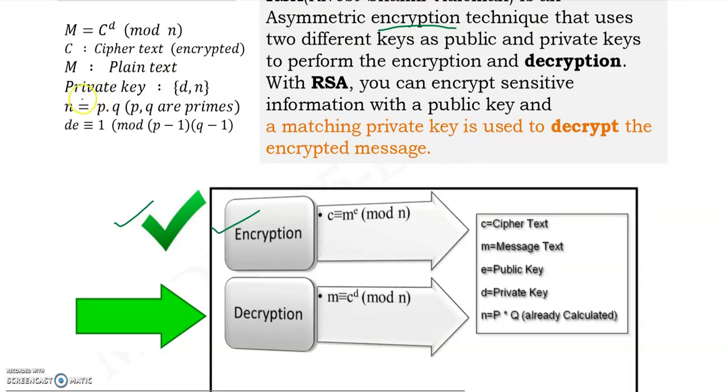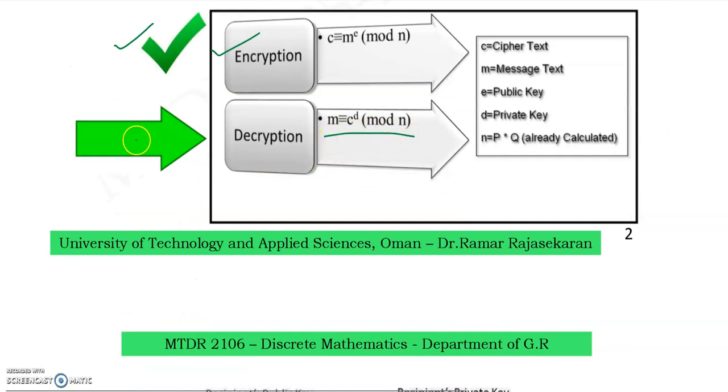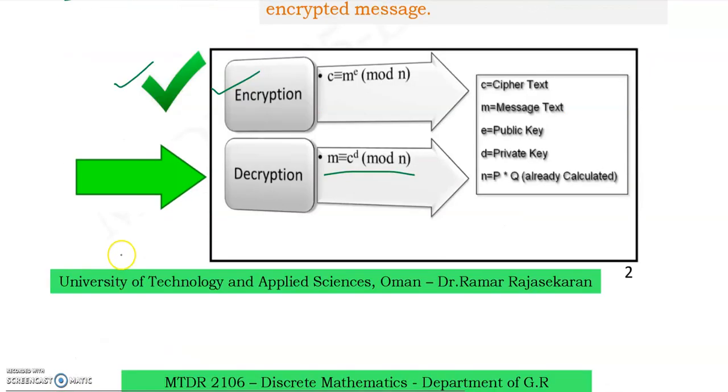Now, the private key is nothing but D and N. What is N? N is the multiplication of P and Q, where P and Q are primes. Actually, this is a condition. D times E is congruent to 1 modulo (P minus 1)(Q minus 1). This is the condition. Now, here we are going to find the real message, that is the real plain text, from the encrypted message through the private key. This is the rule for that.